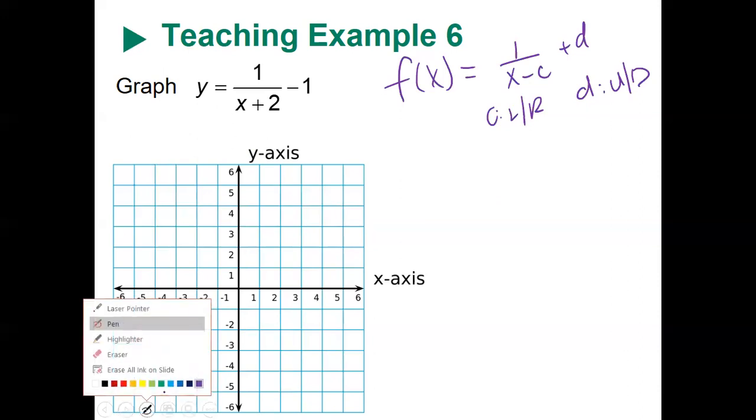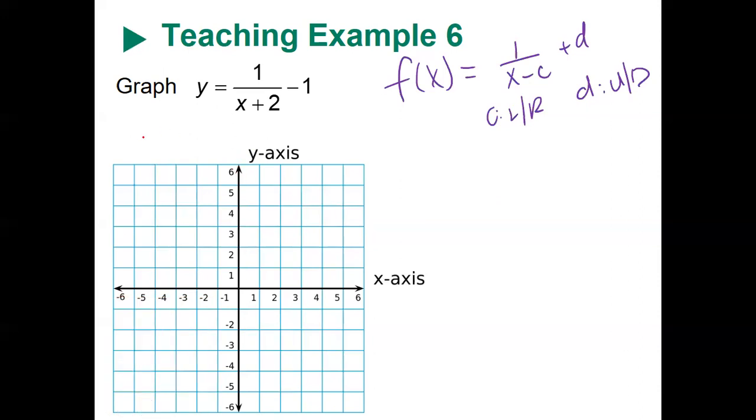So just remember your parent function for this. I'm going to sketch the parent function first. Your parent function is f of x equals 1 over x. That's the rational parent function. You have a vertical asymptote at x equals 0, and a horizontal asymptote at y equals 0. Your points are 1, 1, and negative 1, negative 1. So this is your parent function. I'm graphing it so you can see why I'm shifting things.